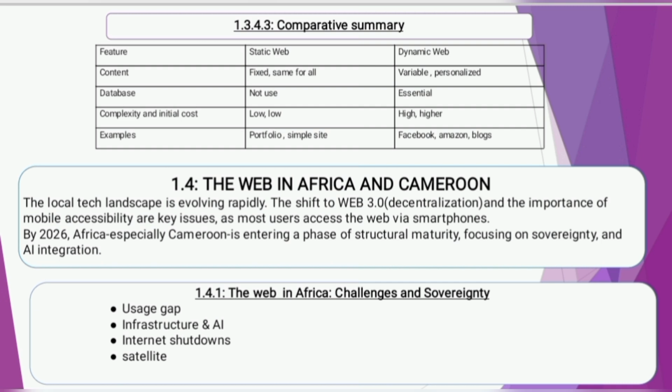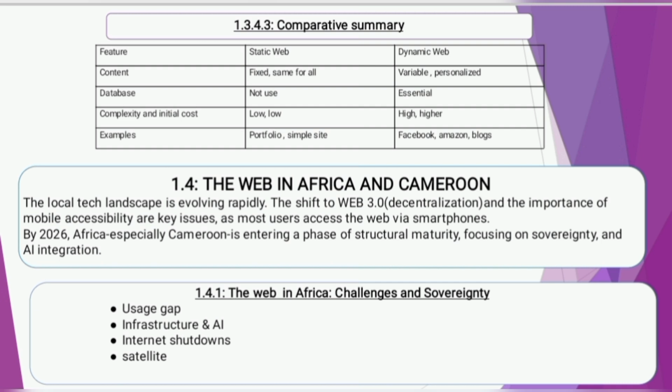By 2026, Africa, especially Cameroon, is entering a phase of structural maturity that is focusing on surveillance and artificial intelligence integration. We equally have challenges in Africa: the web in Africa, the challenges and the sovereignty.